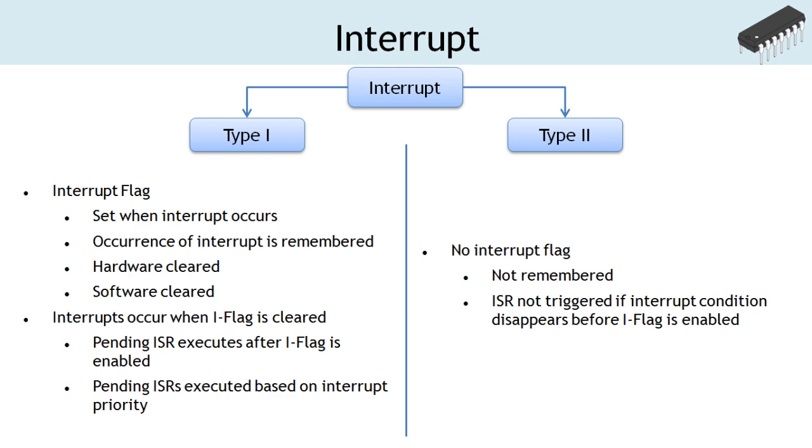Type 2 interrupt has no interrupt flag associated with it. Thus, interrupt occurrence is not remembered. If the interrupt condition disappears before the I flag is enabled, the corresponding ISR will not be triggered.